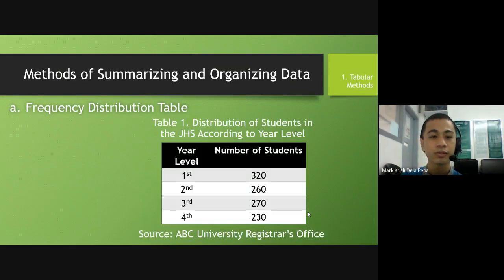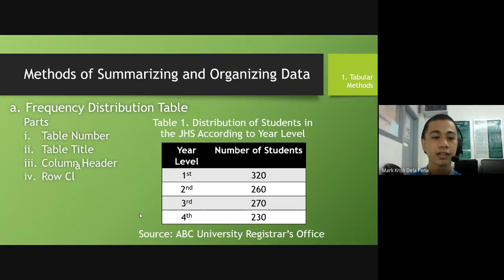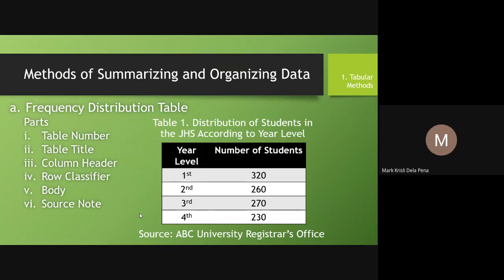Let's start with the frequency distribution table. This is an example of your frequency distribution table. Now, a frequency distribution table, and the other remaining tables, have parts. We will identify them one by one. First is the table number, then table title, column header, row classifier, body, and the source.